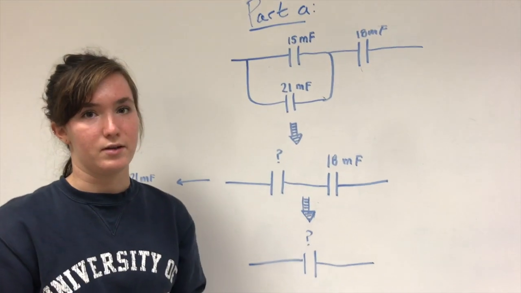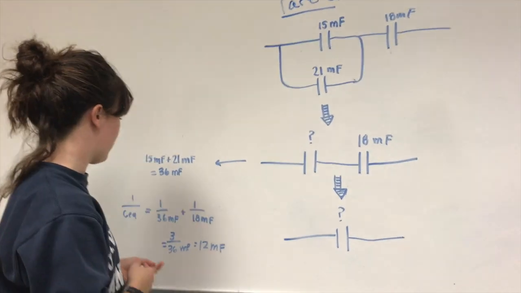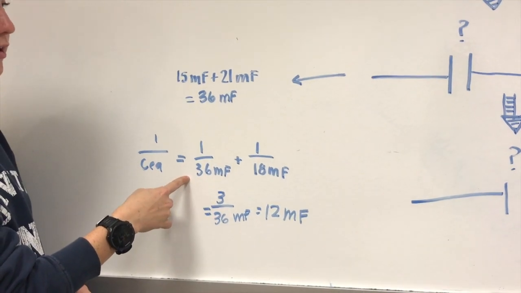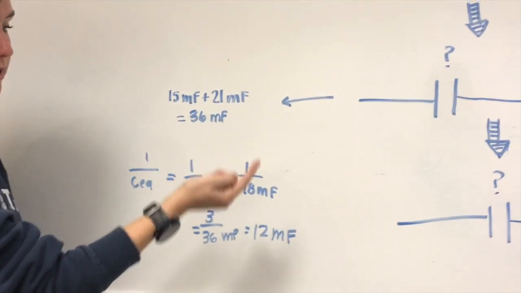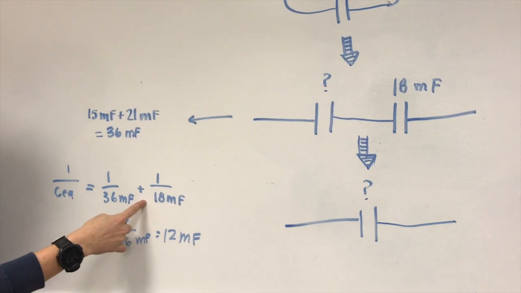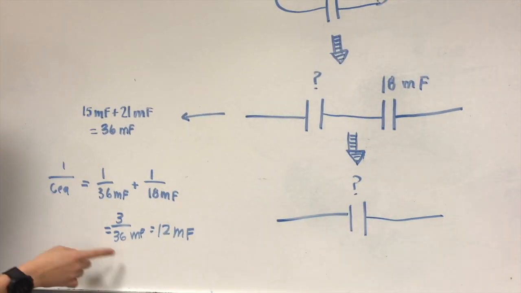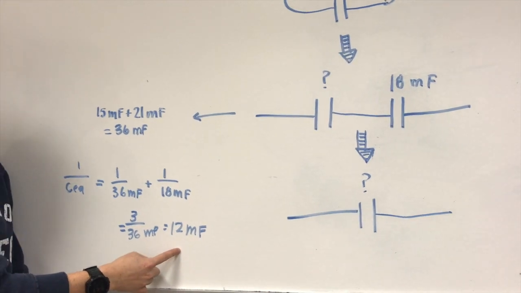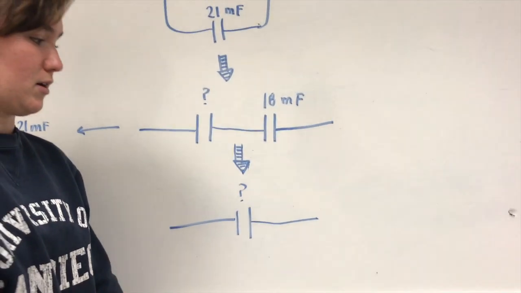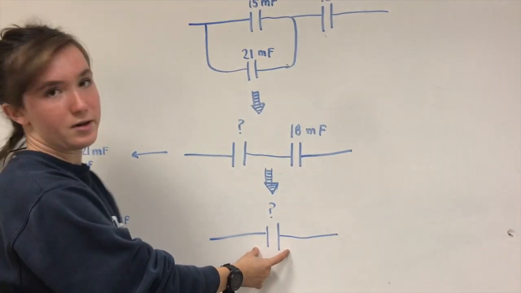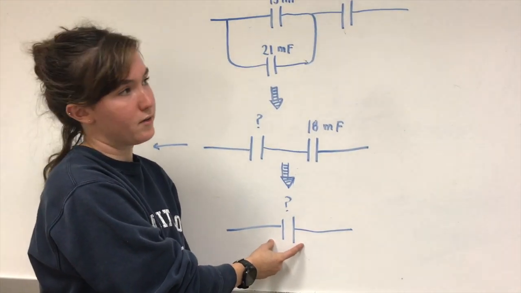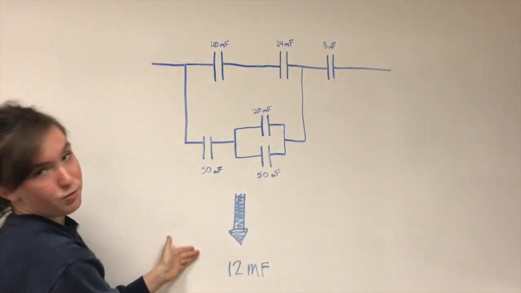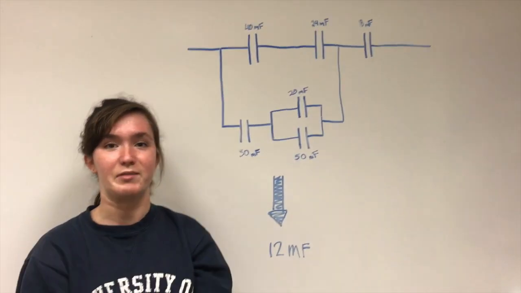And so capacitors in series are inverse additive, so 1 over the equivalent capacitance will be 1 over the 36 microfarads we calculated, plus 1 over 18 microfarads. And that will yield 3 over 36 microfarads, which is equivalent to 1 over 12. And so because of that, we know that the equivalent capacitance of this entire circuit is 12 microfarads, which is our final answer.